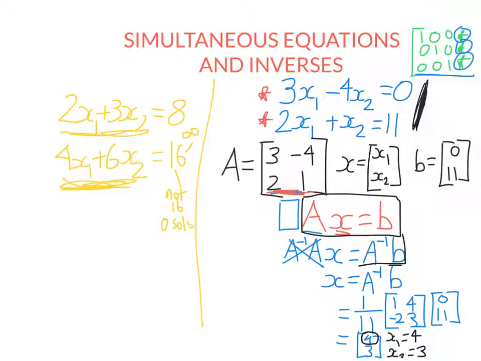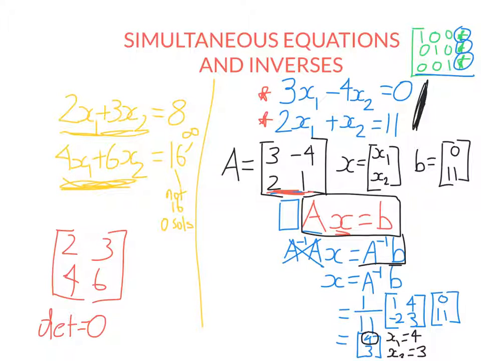And of course, if we were to try to put the coefficients in a matrix, we get 2, 3, 4, 6, and the determinant of that matrix is 12 minus 12, which is 0. And a matrix with determinant 0 is not invertible. So I couldn't use the process I used on the first example here, because the matrix of coefficients is not invertible.